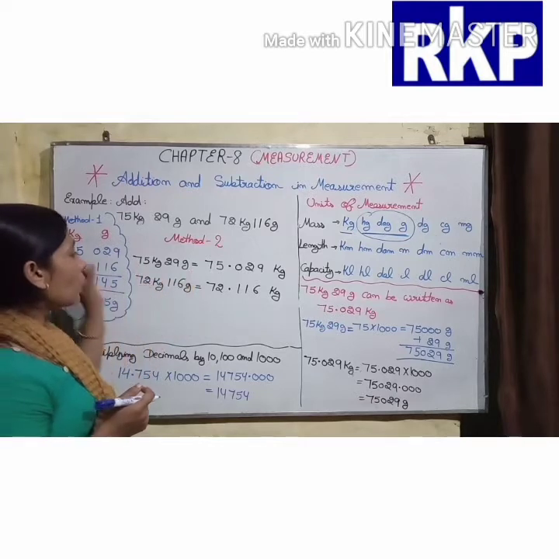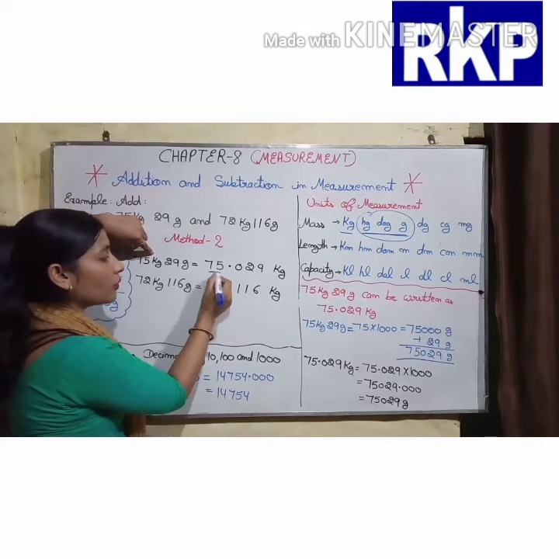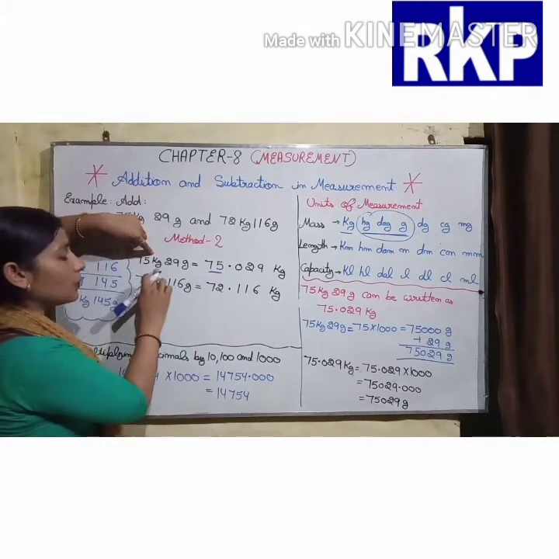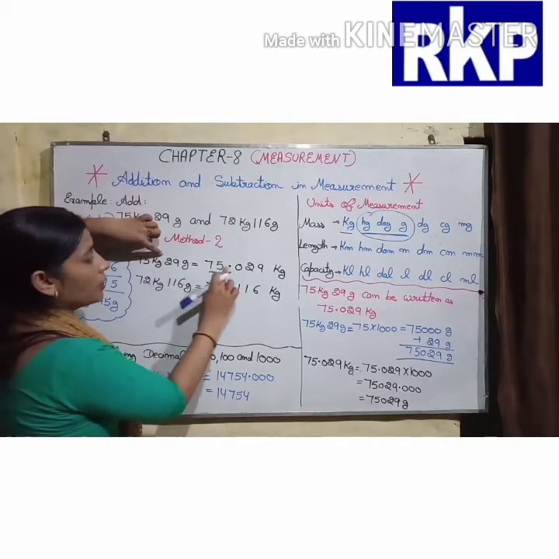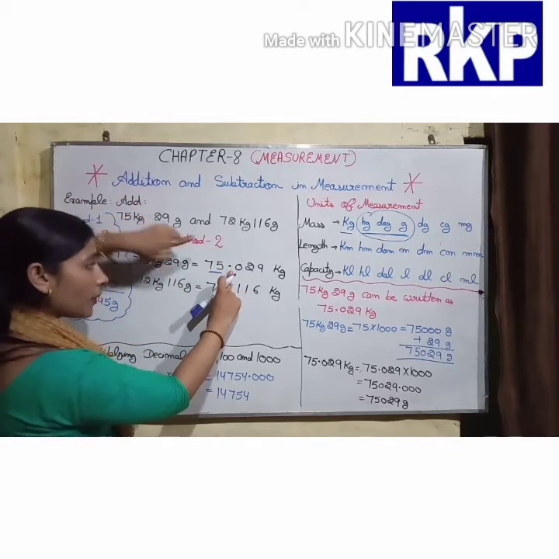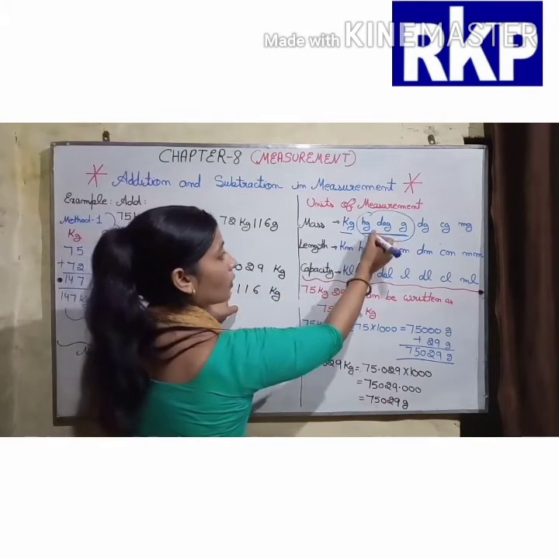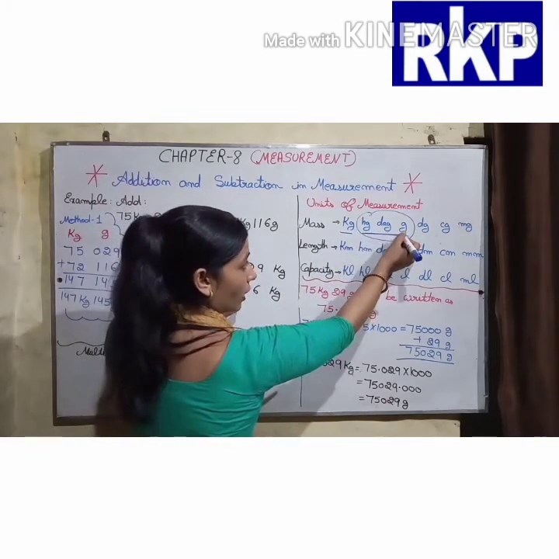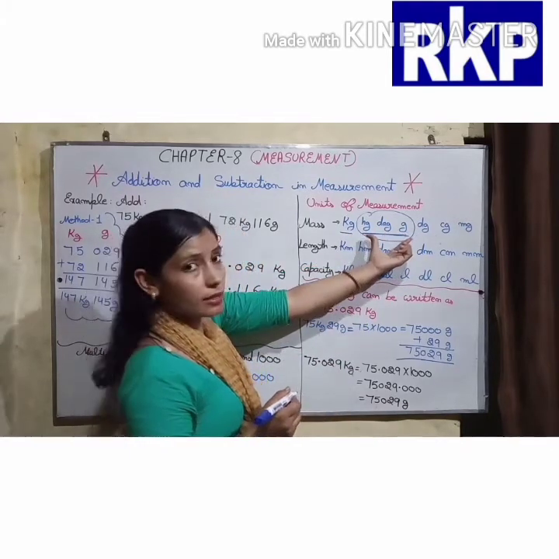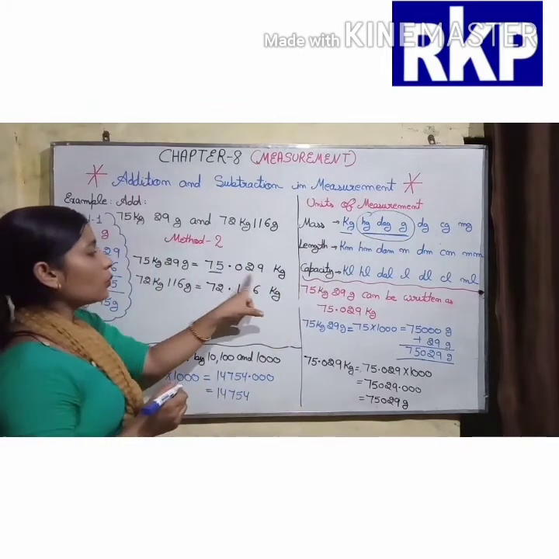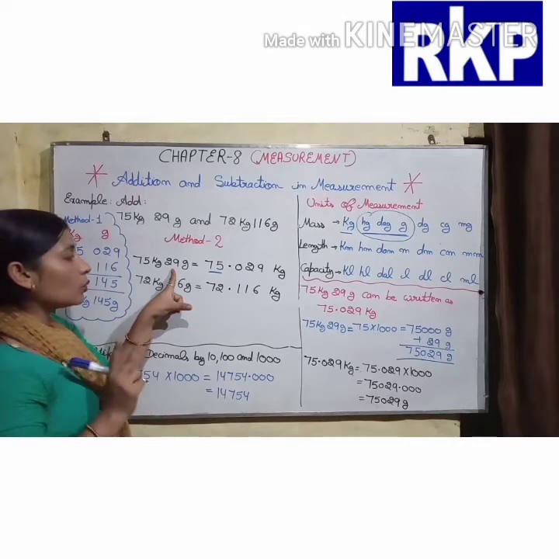Okay. So here 75. First of all we have to write 75. After 75, means after kilogram, we have to put a decimal point. And you know after kilogram we have 3 units. Kilogram to gram, here we have 3 units. So here we need to write 3 digits. But here we have only 2 digits.